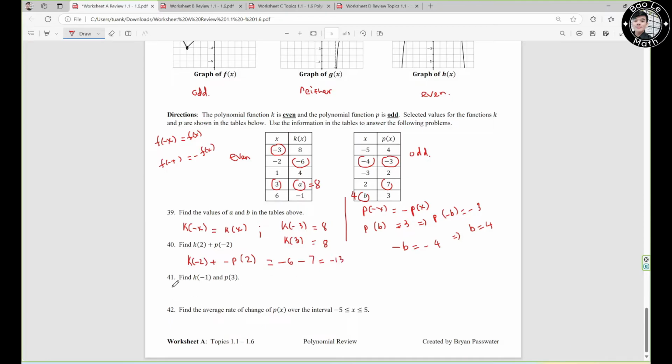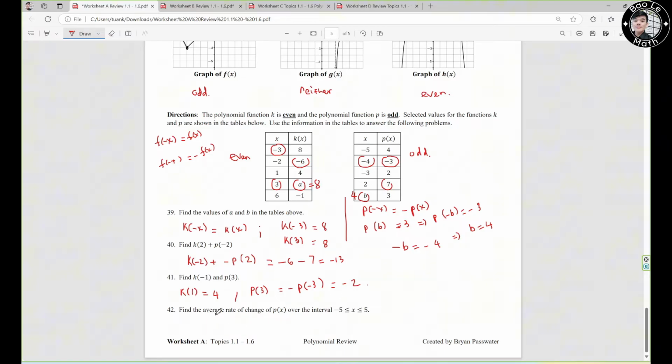Now question number 41. k of negative 1 is the same thing as k of 1. So k of 1 is going to be 4. Now p of 3 is the same thing as negative p of negative 3, right? So negative p of negative 3, where p of negative 3 is 2, so it's negative 2.